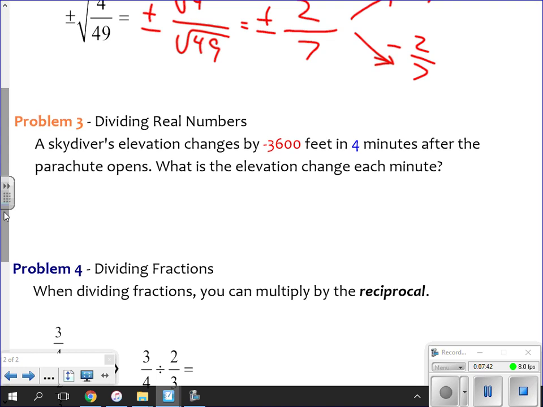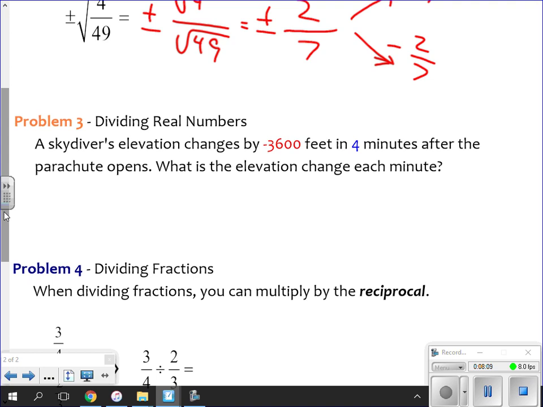Problem number 3, dividing real numbers. A skydiver's elevation changes by 3,600 feet in 4 minutes after the parachute opens. What is the elevation change in each minute? How much does his elevation change each minute? Okay, so if it takes 4 minutes to go 3,600 feet, how many feet do we go in 1 minute?